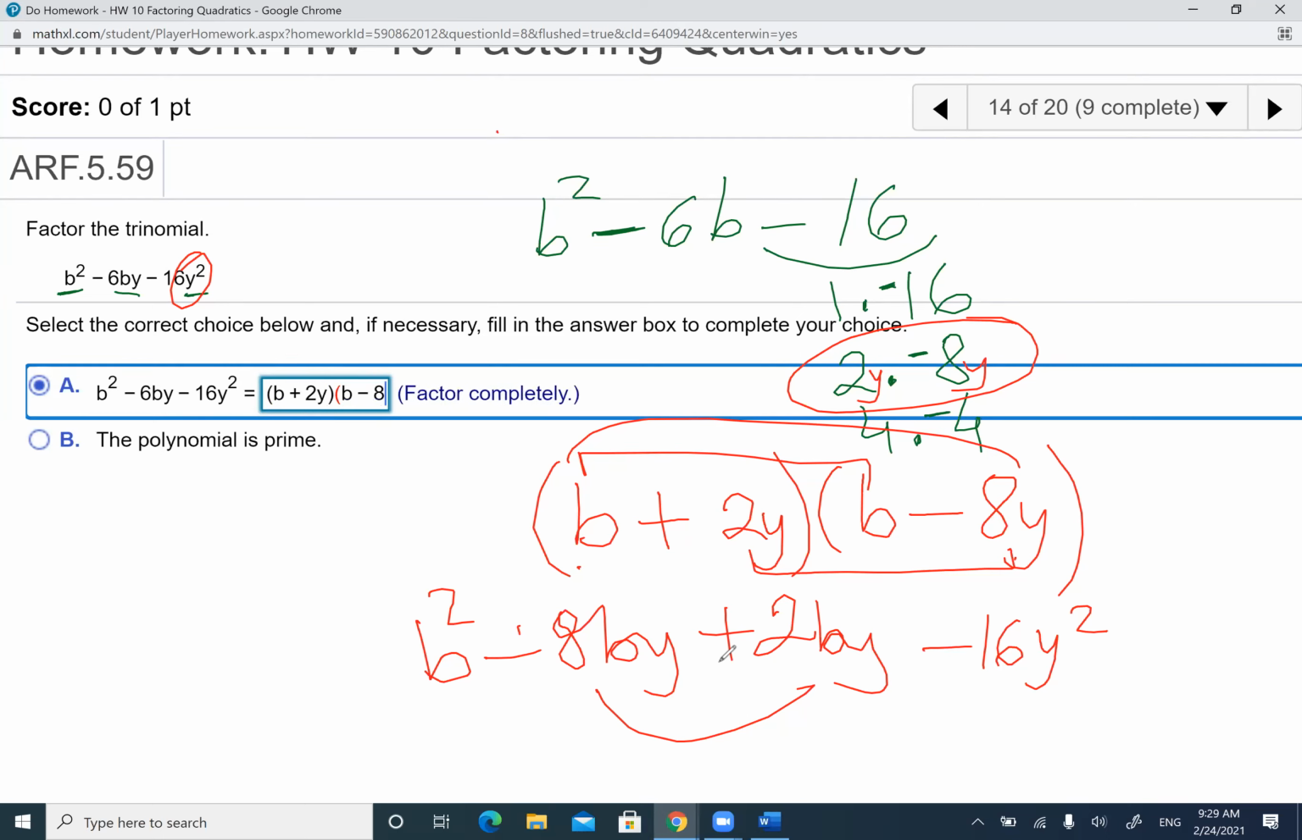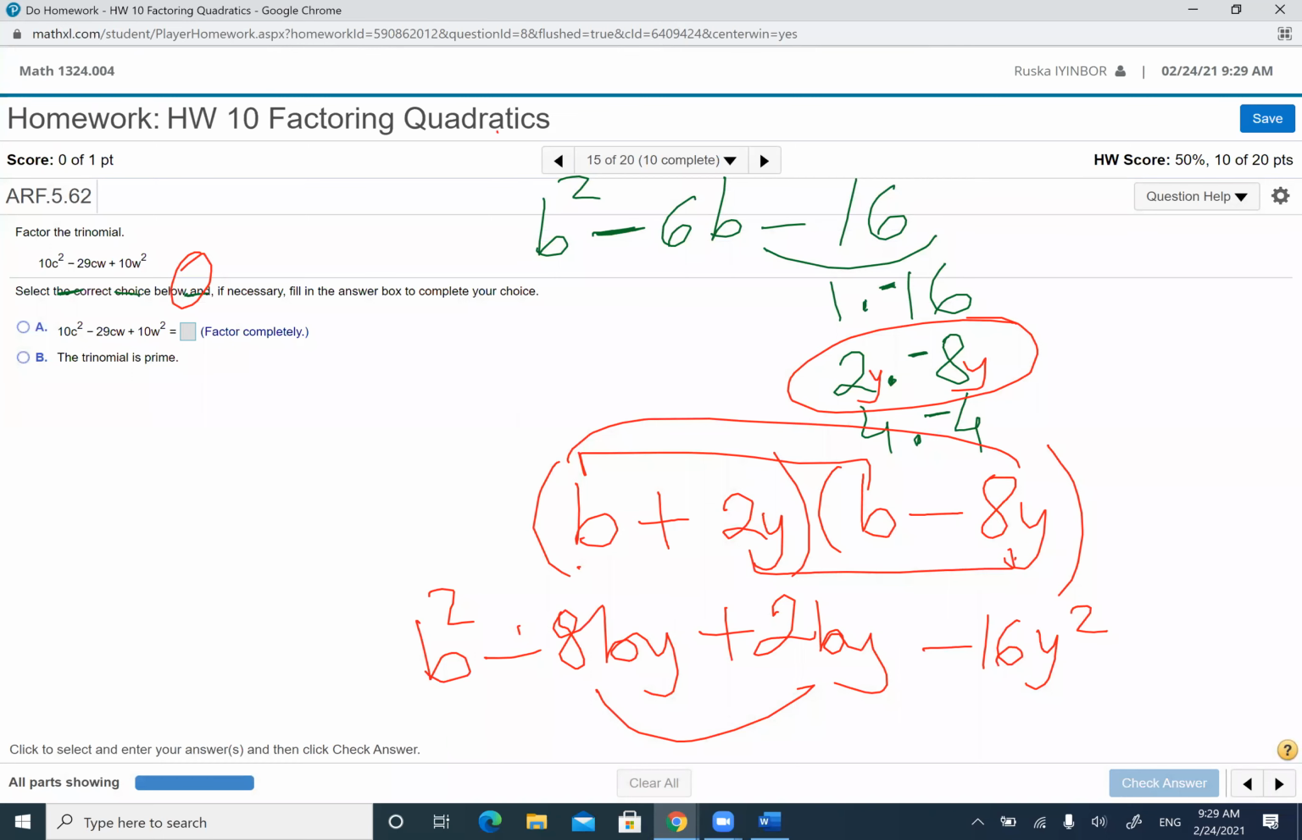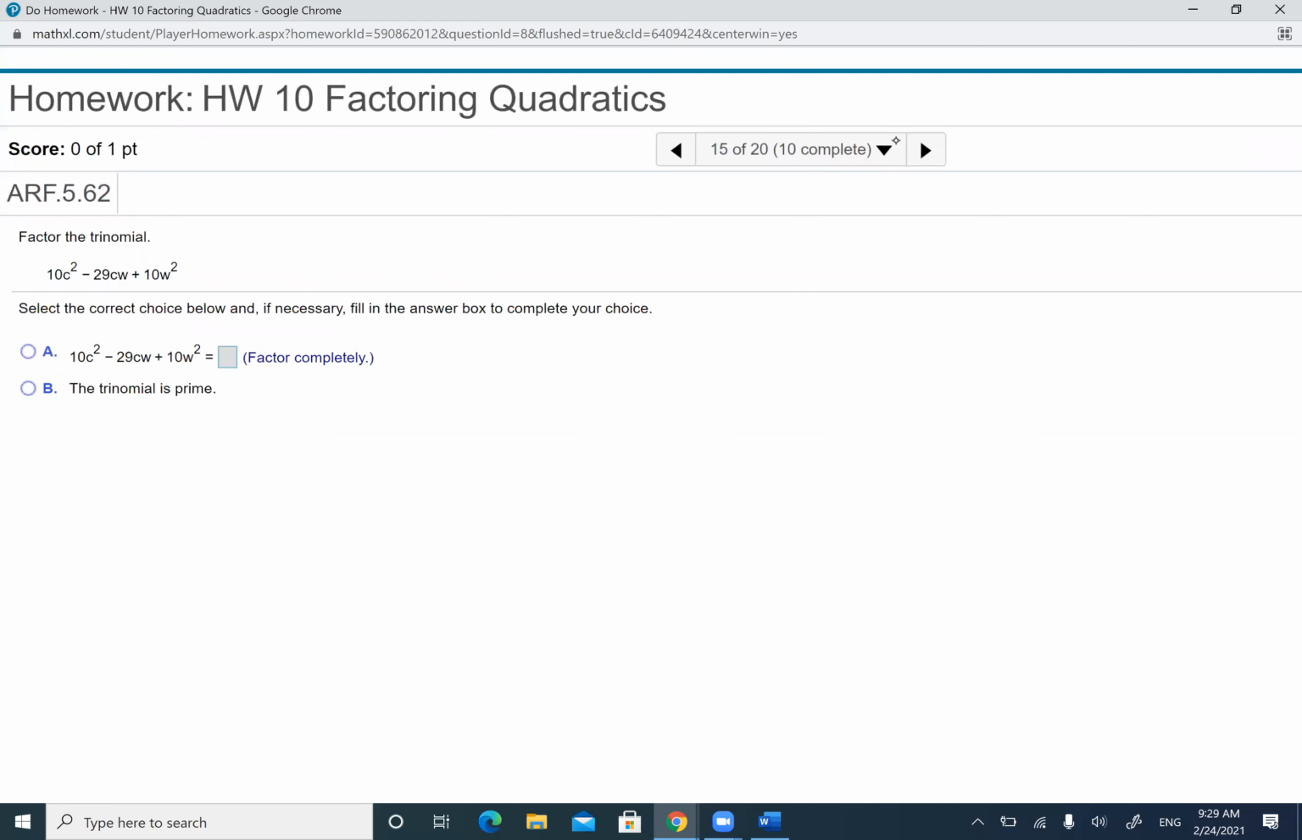Okay, like that. And if you want, you can check that. Okay, so that's how you factor trinomials. And here you have another one with C and W. So forget the W, do it only with C and then put W next to the letter, to the numbers. That's how you do the same way this one. Yes, everybody good with that?